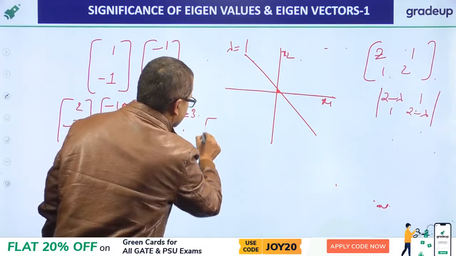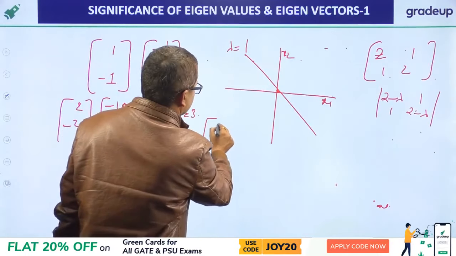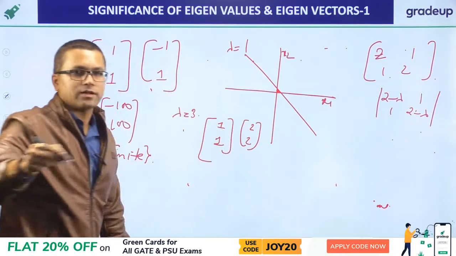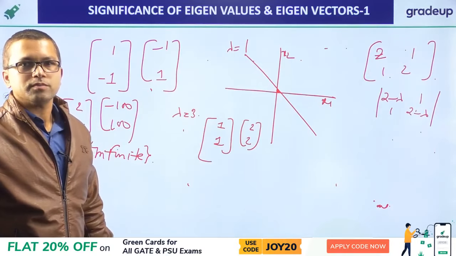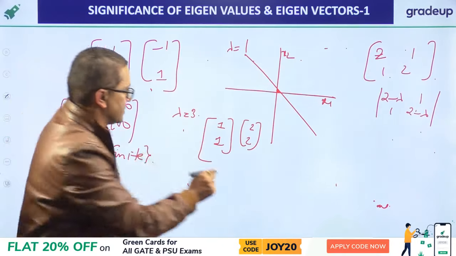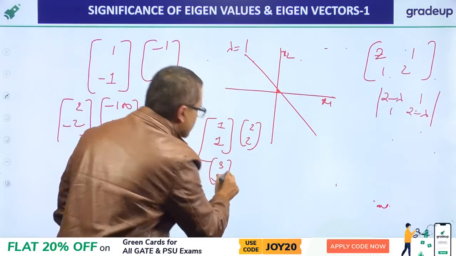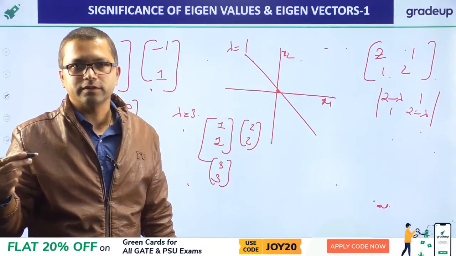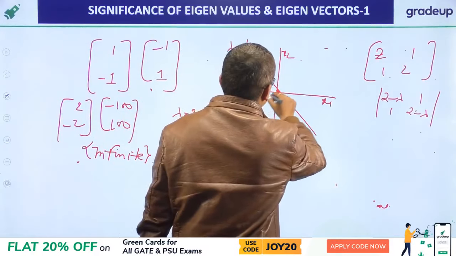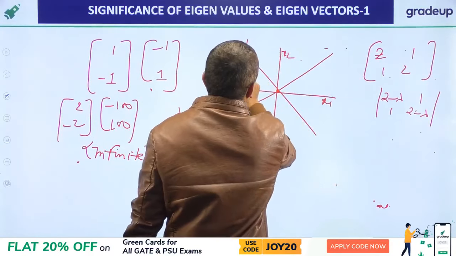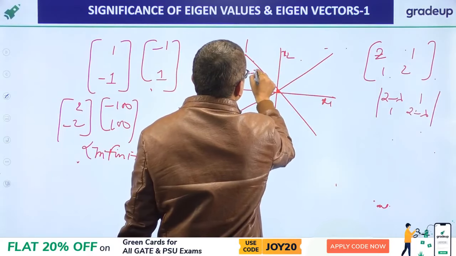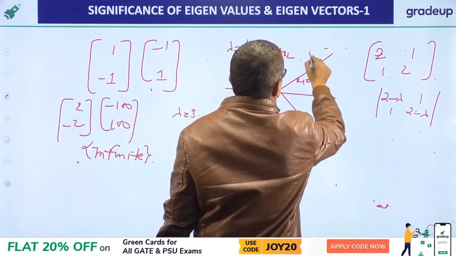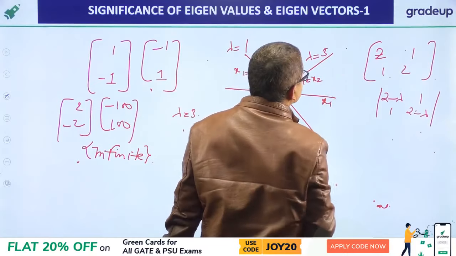You will have eigenvectors like this: 1, 1, 2, 2. You can find it out, okay? Whenever you go home, you will find it out. You will have eigenvectors like this: 3, 3. How many numbers? Infinitely many numbers, okay? And you will see that all those falling in this line, this is x1 equals minus x2. This is x1 equals x2. This is for lambda equals 3.